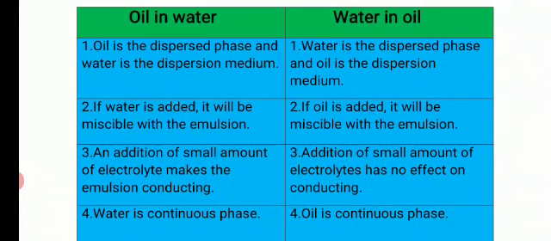Understood? On the other hand, if you add a small quantity of electrolyte to an emulsion of water in oil, it has no effect on conductivity. Understood, guys? So in oil in water, by the addition of a small amount of electrolyte, it shows conductivity, but for the emulsion of water in oil, adding a small quantity of electrolyte gives no conductivity.